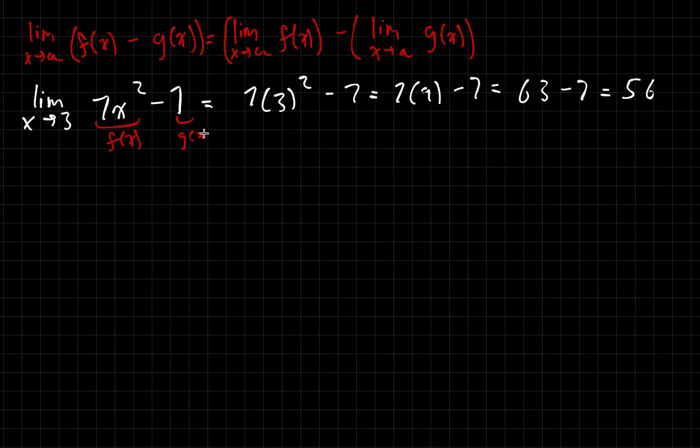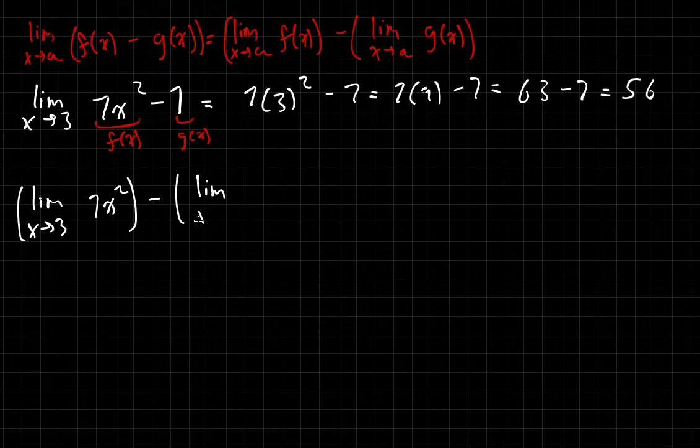Now, using the property, I will define 7x squared as f of x and 7 as g of x, because constants can be functions, right? 7 can be a function on the graph. It would just be a horizontal line. So using the property, I could rewrite the expression as the limit as x approaches 3 of f of x minus the limit as x approaches 3 of g of x.